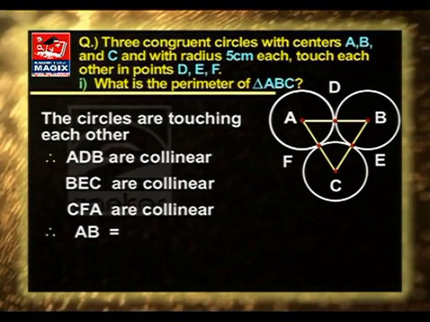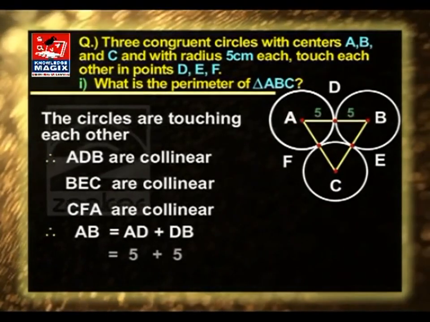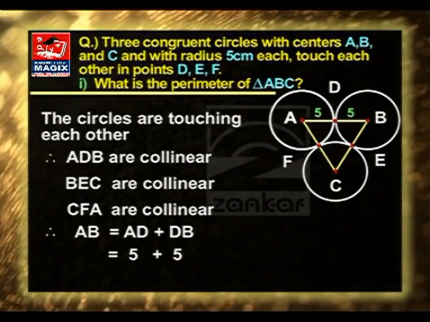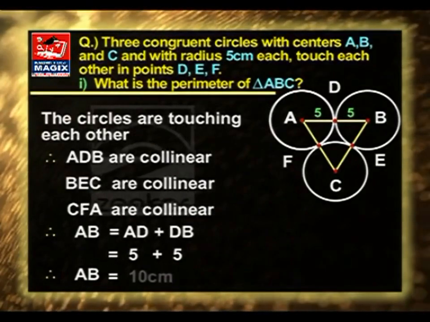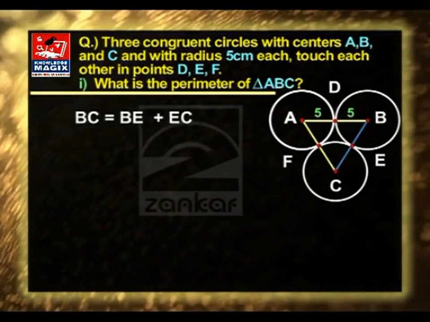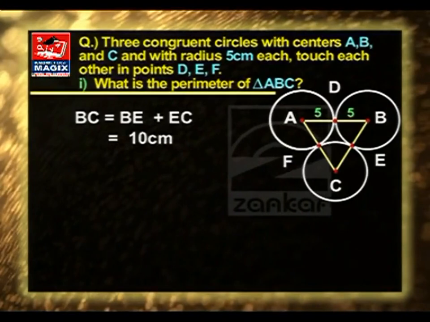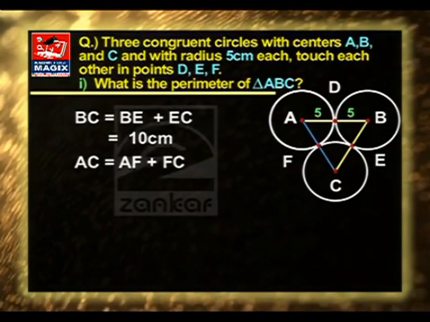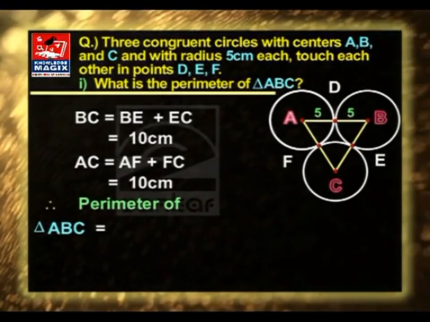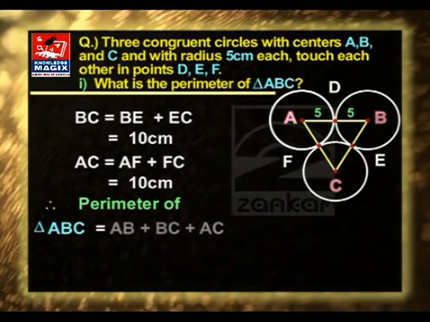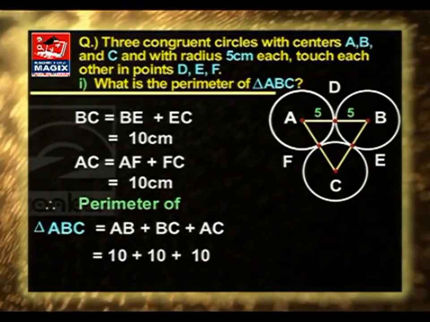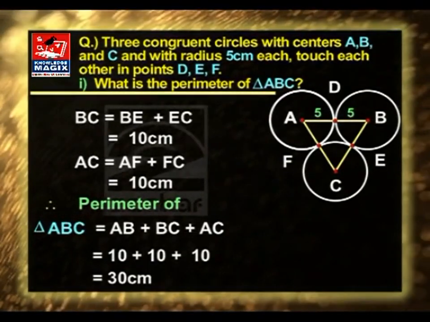Therefore, AB is equal to AD plus DB, that is equal to 5 plus 5, as the radius of each circle is 5 cm. Therefore, AB is equal to 10 cm. Similarly, BC is equal to BE plus EC is equal to 10 cm and AC is equal to AF plus FC, that is 10 cm. Therefore, the perimeter of triangle ABC is equal to AB plus BC plus AC, that is equal to 10 plus 10 plus 10, that is 30 cm.